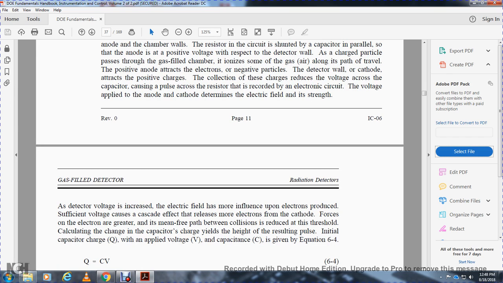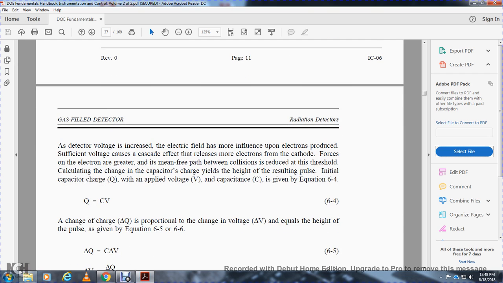With sufficient voltage, a cascade effect occurs, with electrons moving through toward the cathode. The electron has a greater mean free path between collisions, resulting in a reduced threshold. Calculating the chamber's capacitor charge yields the resulting pulse and the initial capacitor charge, with the applied voltage and capacity given in equation 6.